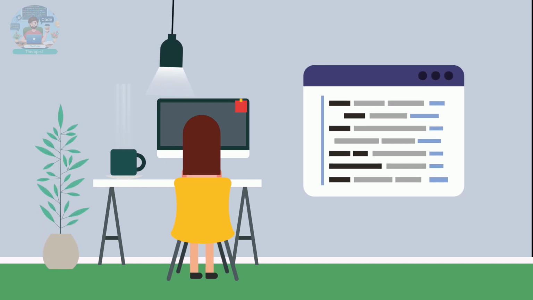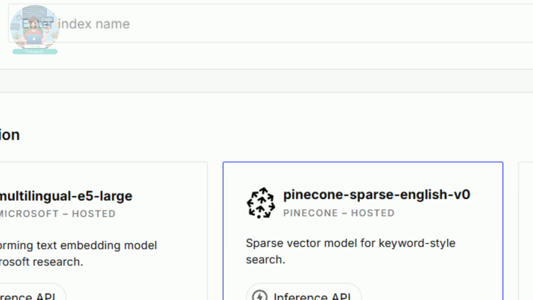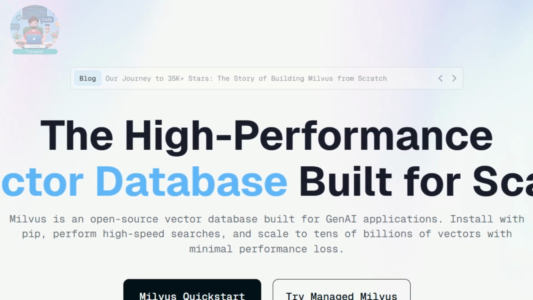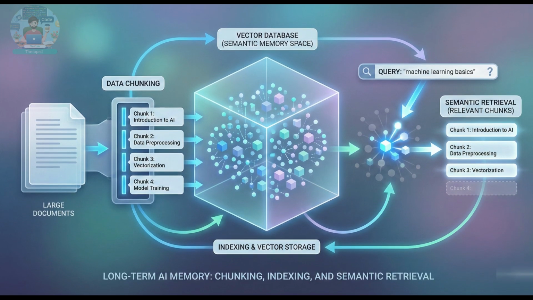To be an architect in 2026, you must master tools like Pinecone, Weaviate, or Milvus. You need to understand how to chunk your data, index it, and retrieve it based on semantic similarity. This is the long-term memory of your application.